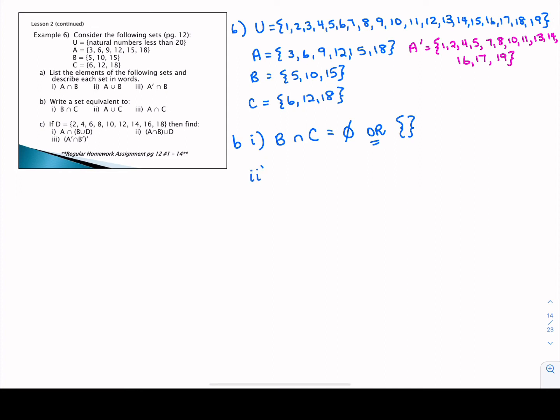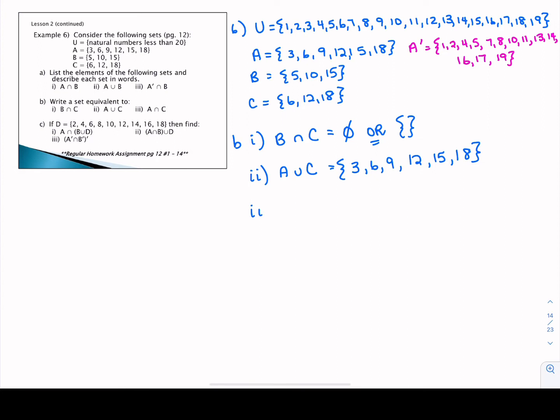Now when we look at part 2, we want A union C. So what that means is we're looking at things that are in either A or C, or they can be in both. That's okay too. So we see that 3 is part of set A, 6 is part of both of those sets, 9 is part of set A, 12 is part of both of those sets, and then we've got 15 as part of set A. We have 18 as an element in both of those sets. So that would be basically our set that is equivalent to A union C.